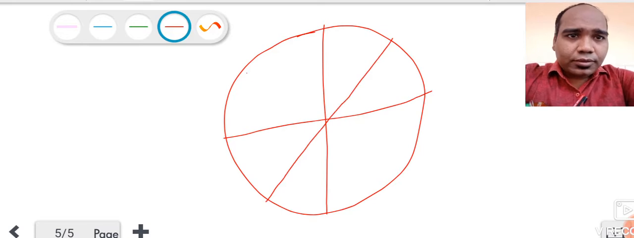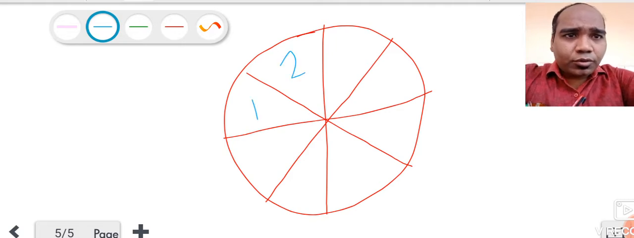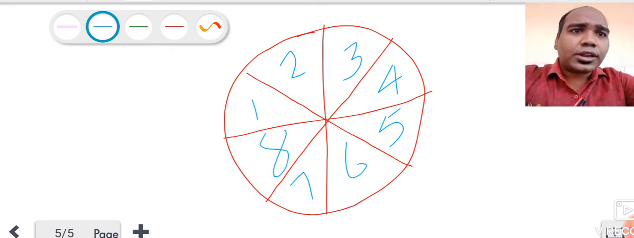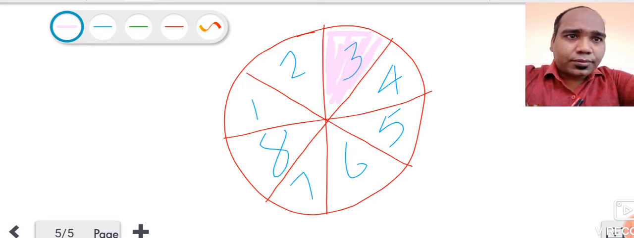Now total how many parts are there? 8 parts are there: 1, 2, 3, 4, 5, 6, 7 and 8. Total 8 parts are there. Now out of those 8 parts, I am going to shade this one part. Then in fraction what can I write?